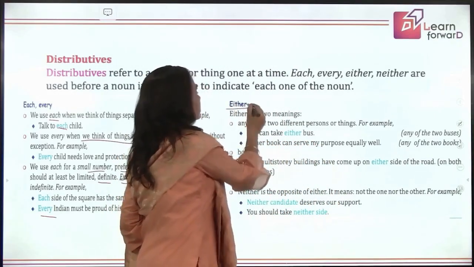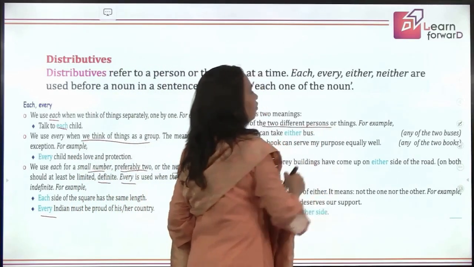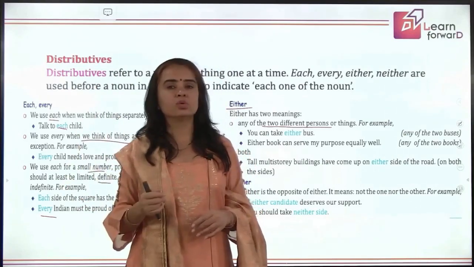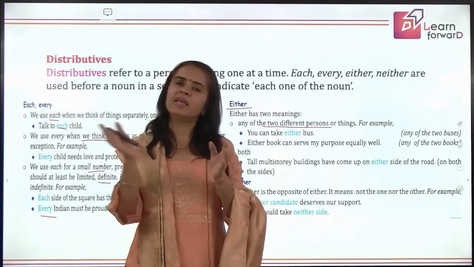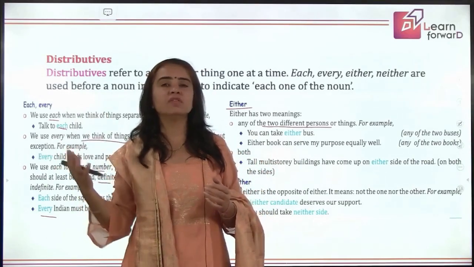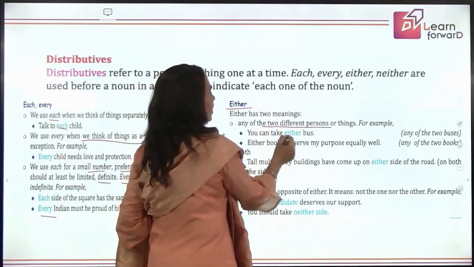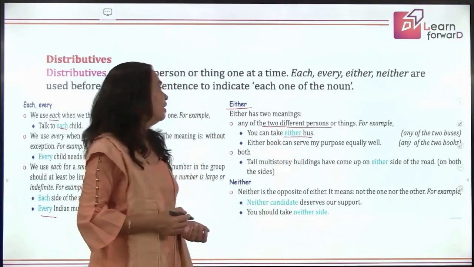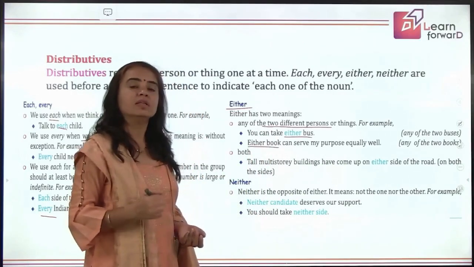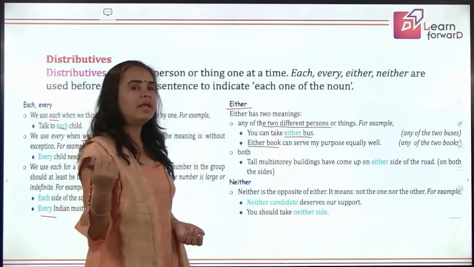Coming to next is either. Now, either has two meanings. What are those? Any of the two different, whatever we are talking of. Suppose I say, either road leads to my school. That means there are two ways. I can use any of them. You can take either bus. That means whichever is coming, you can take any of them. So the first meaning is any of the two. Either book can serve my purpose equally well. That means whatever topic you are looking for, you will get in both the books. You can read any of them.